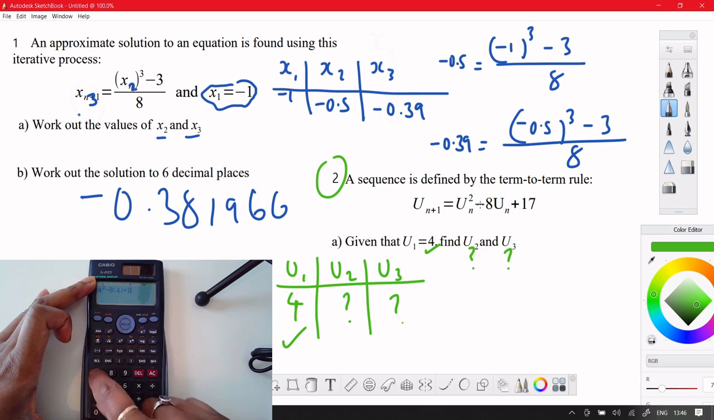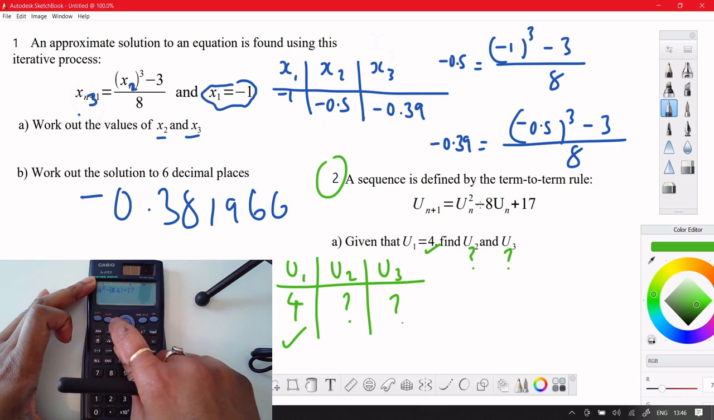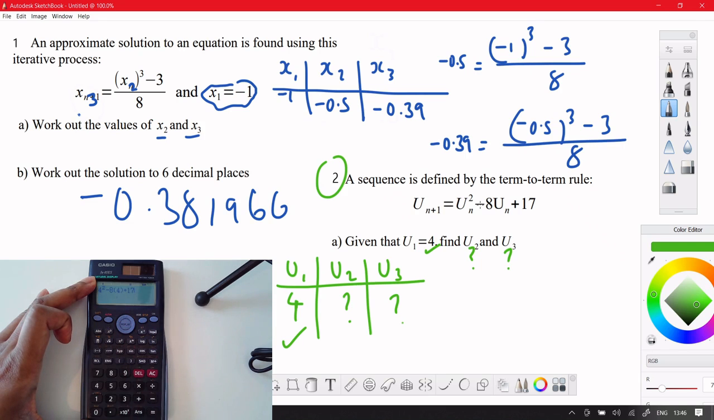plus 17. Right, I've used brackets there, right? That's the same as timesing. That's 8 times 4, right? Press the equal button. That gives you 1. So U2 is equal to 1. That's 1, okay? That's 1.